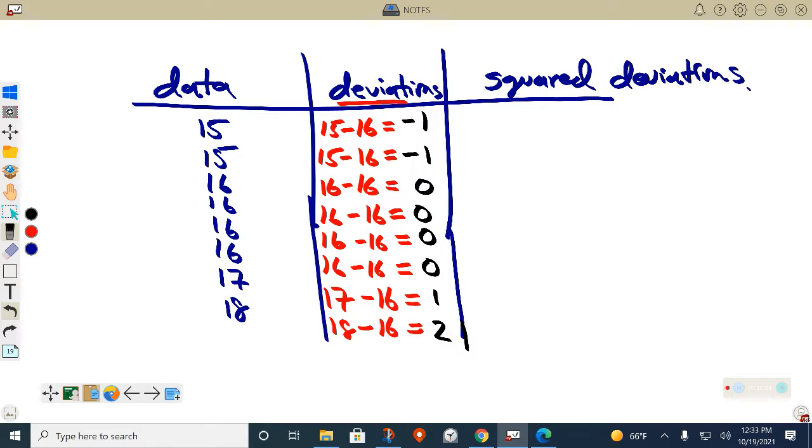Let's square those puppies now. The third column says squared deviations. In other words, take every single one of these values and square that puppy. Square them all. Take them to the second power.